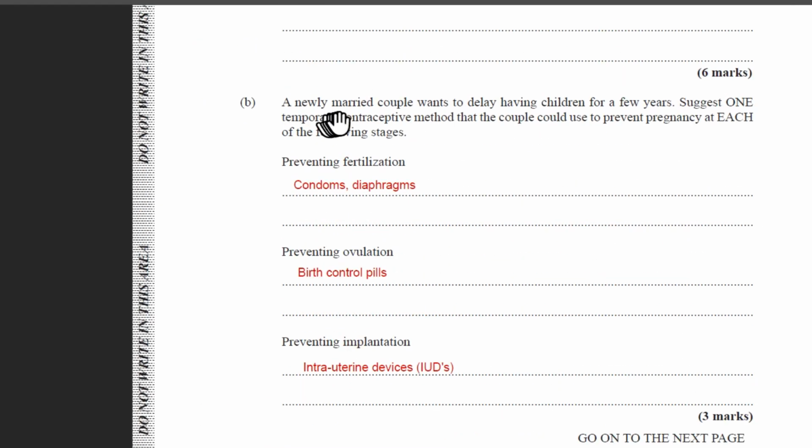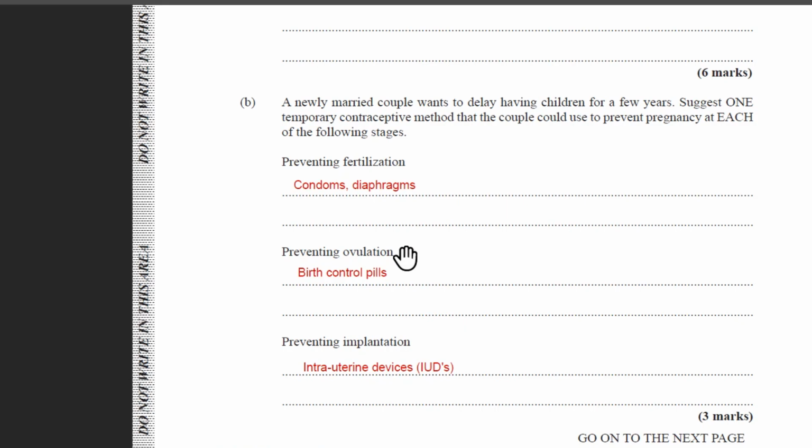B. A newly married couple wants to delay having children for a few years. Suggest one temporary contraceptive method that the couple could use to prevent pregnancy at each of the following stages. So preventing fertilization, preventing ovulation, and preventing implantation. So to prevent fertilization, we can use barrier methods such as condoms and diaphragms. These prevent the sperm cells from even meeting the egg cells.